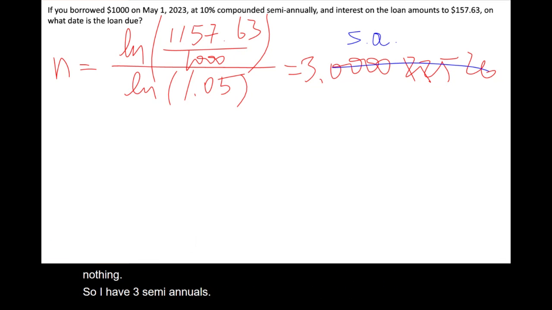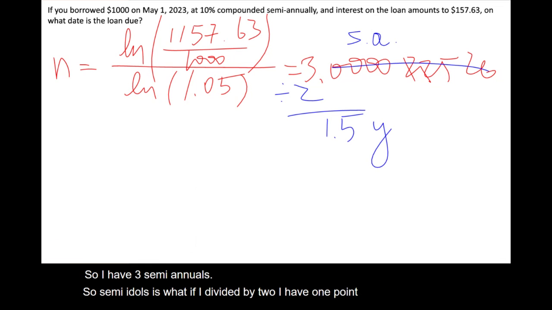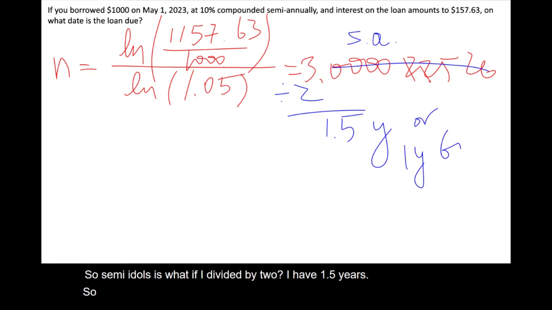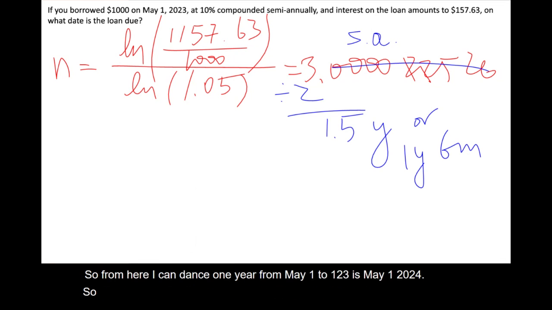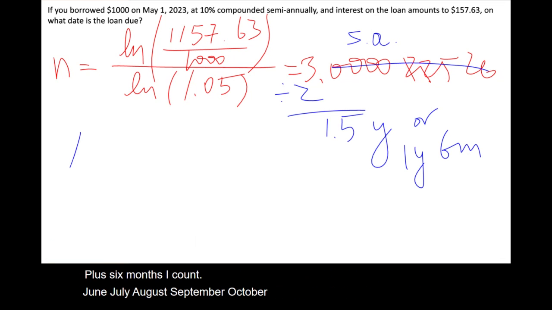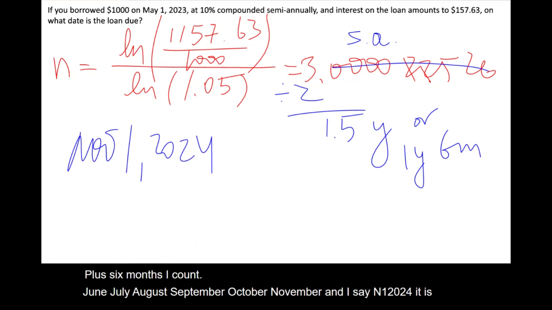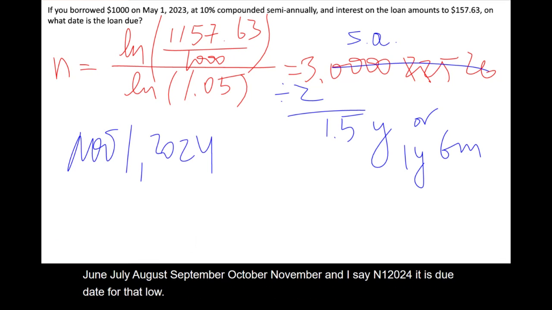So semi-annuals, if I divide it by 2, I have 1.5 years, or 1 year, 6 months. Make sense? So from here, 1 year from May 1, 2023 is May 1, 2024. So plus 6 months I count: June, July, August, September, October, November. And I say November 1, 2024 is the due date for that loan. Questions?